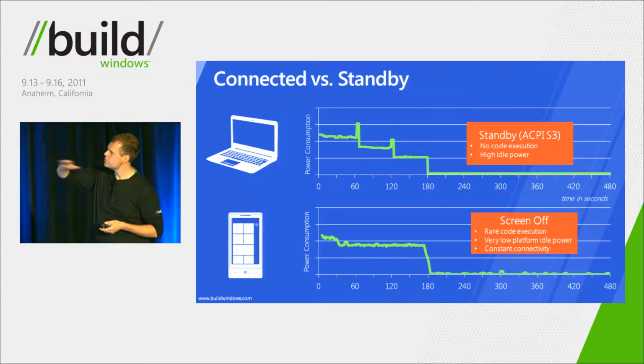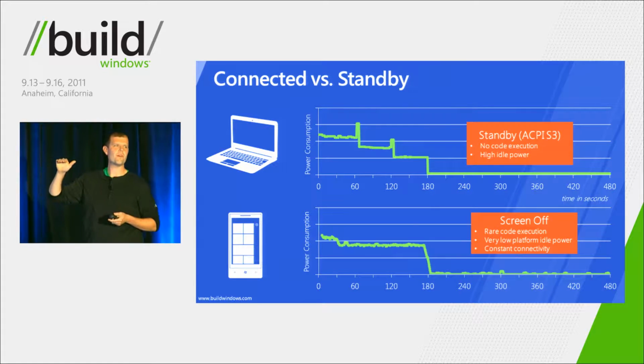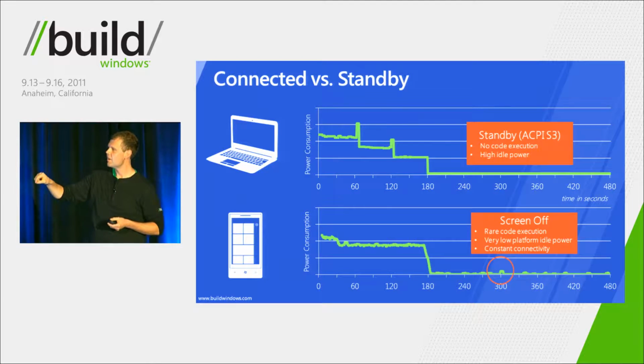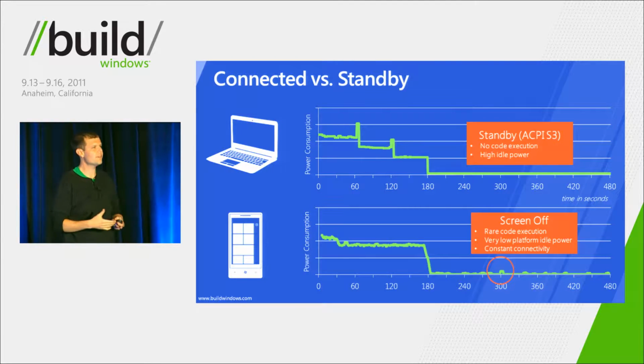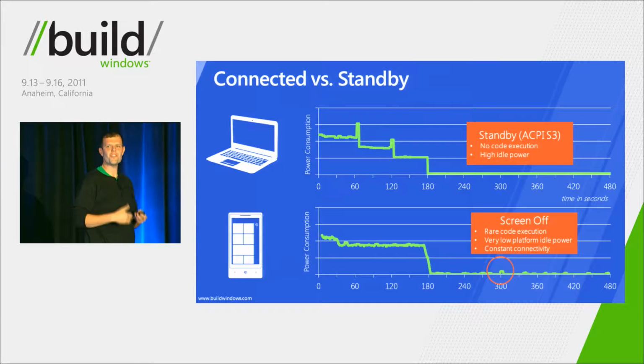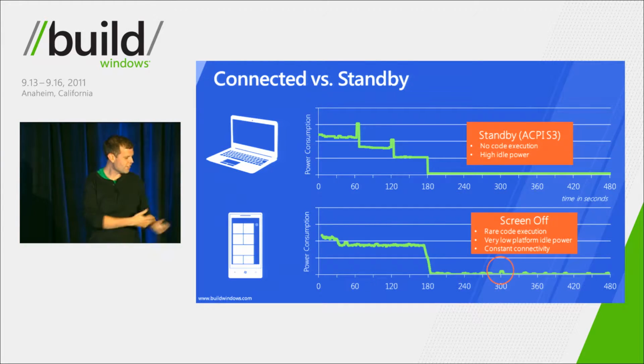In the S3 case, the machine is flat, consistently the same power. But in the phone case, there are little blips, little pieces of activity. While it has a very, very low platform idle power, it still does work. There are still things happening. That's your cellular radio connected.